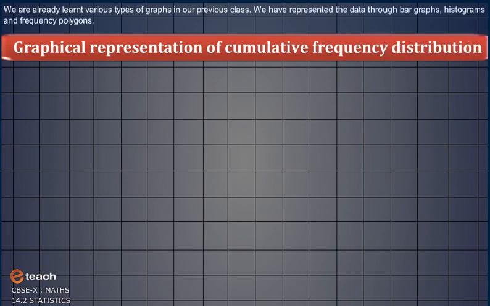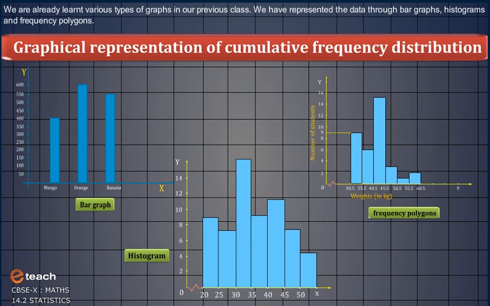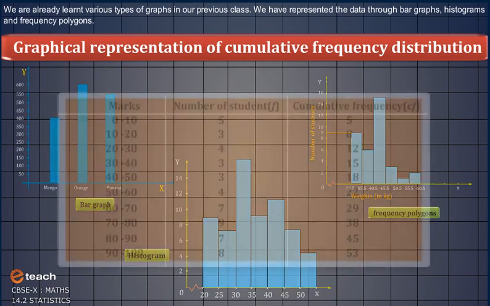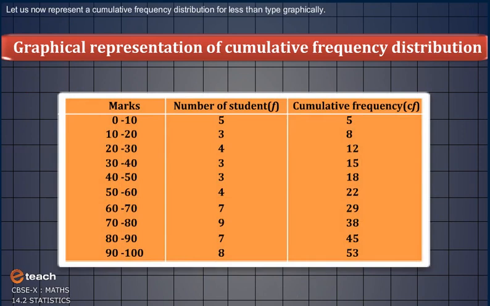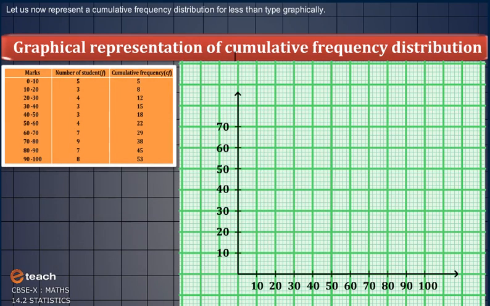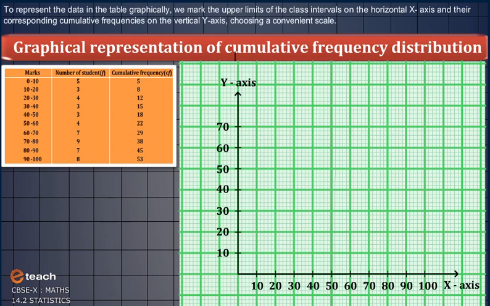Graphical representation of cumulative frequency distribution. We have already learned various types of graphs in our previous class. We have represented the data through bar graphs, histograms, and frequency polygons. Let us now represent a cumulative frequency distribution of the less than type graphically. To represent the data in the table graphically, we mark the upper limits of the class intervals on the horizontal x-axis and their corresponding cumulative frequencies on the vertical y-axis, choosing a convenient scale.